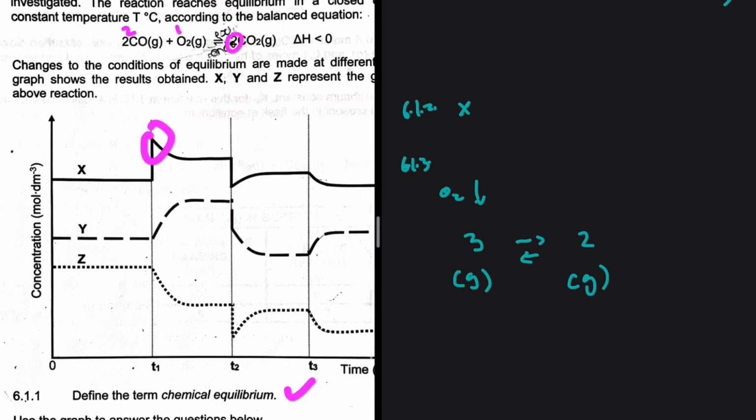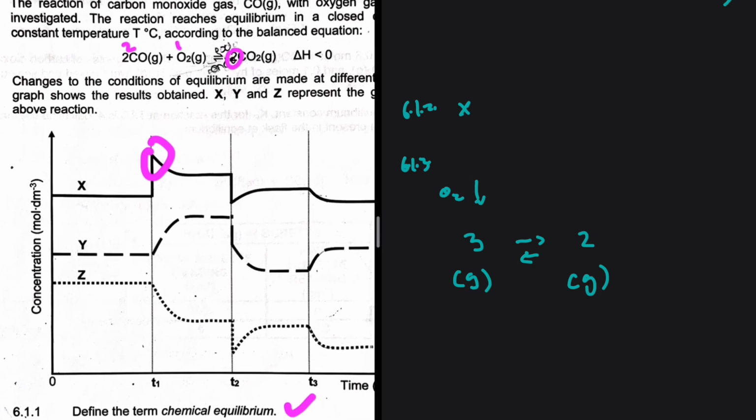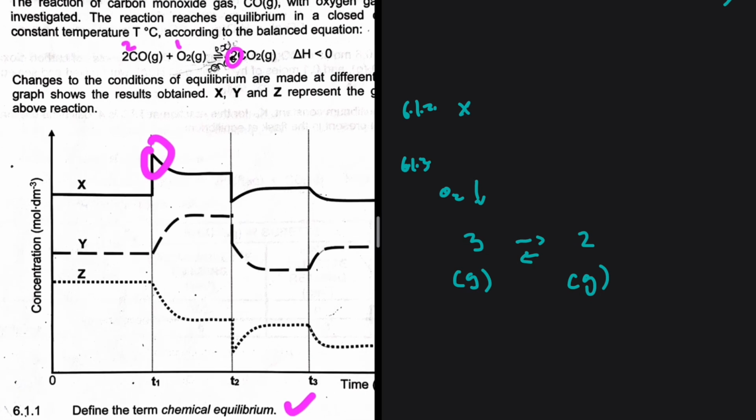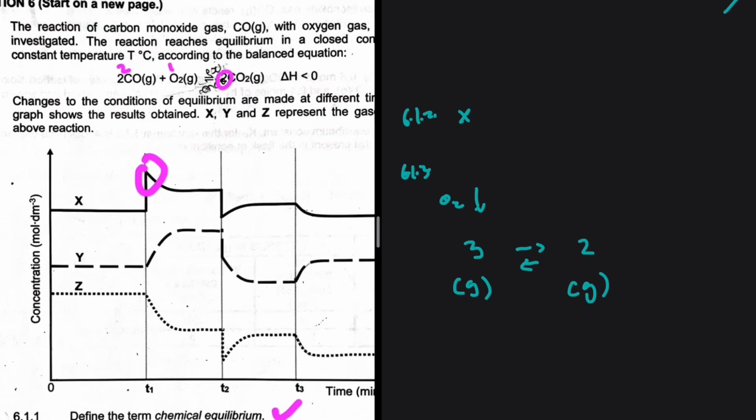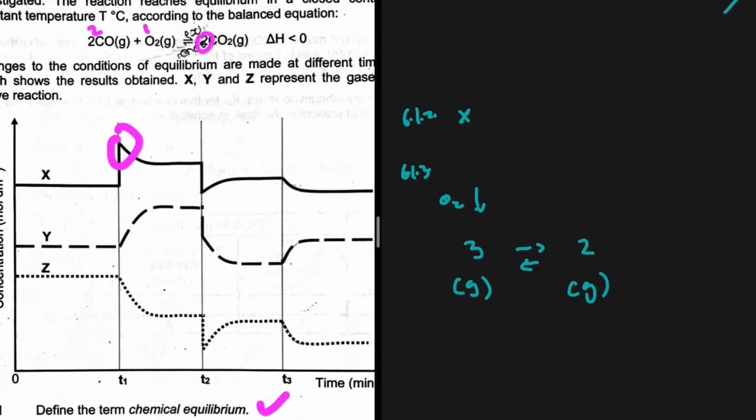So what happened to O2? O2 at T2, it went down. Okay, so we're saying that the concentration of O2 goes down. And then look at Y. Y also goes down, but it doesn't bounce right up, because if you take a look at O2, O2 bounces up after it goes down. Y goes down and keeps on going down. And then Z goes down, but bounces up together with O2, right?